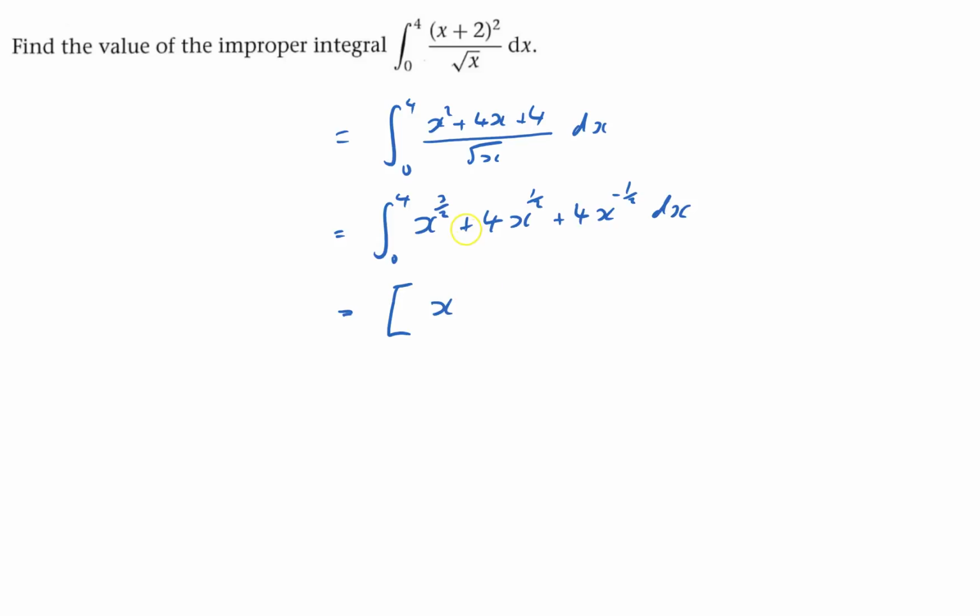So I'm integrating, so the power needs to increase. We're at 3/2, that's 1.5, it needs to go to 2.5, so that's 5/2. And to differentiate this, that'll give me 5/2 times this, so it needs to be 2/5. 5/2 times 2/5 will be 1, that's good.